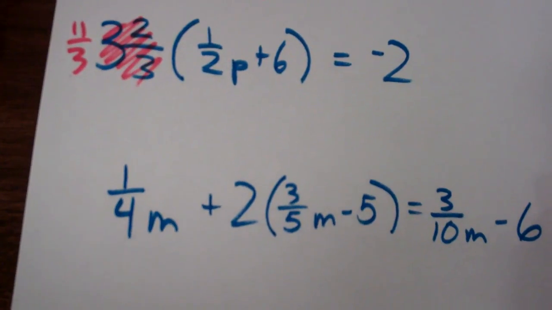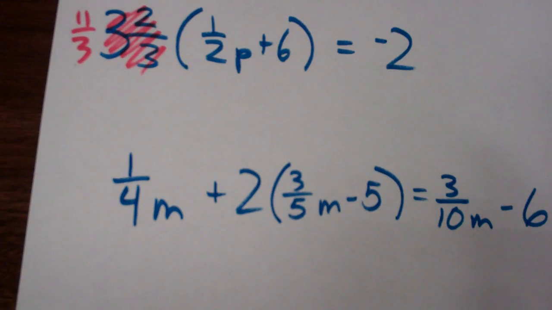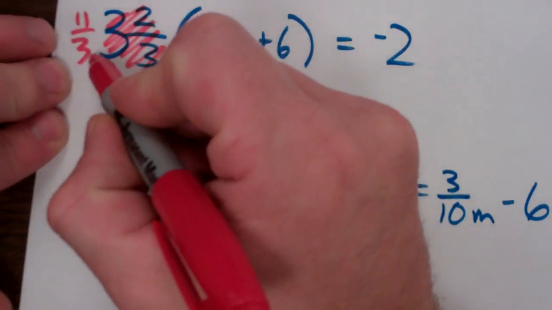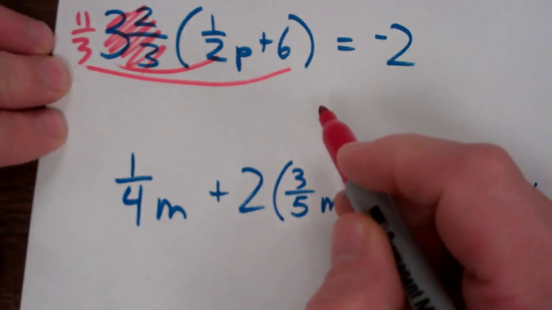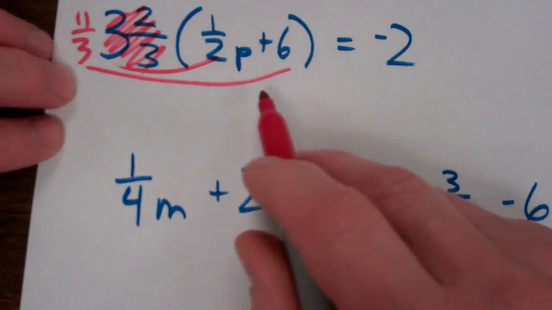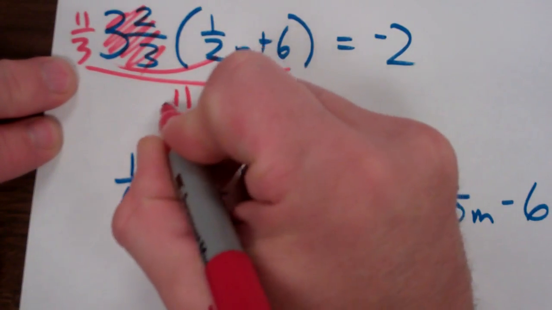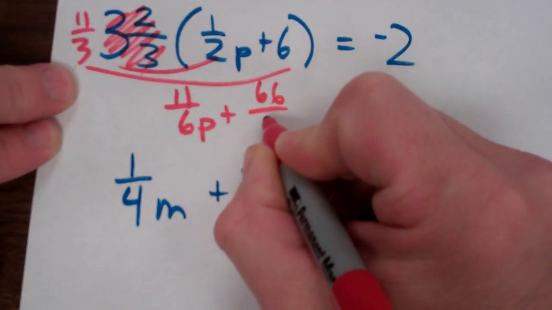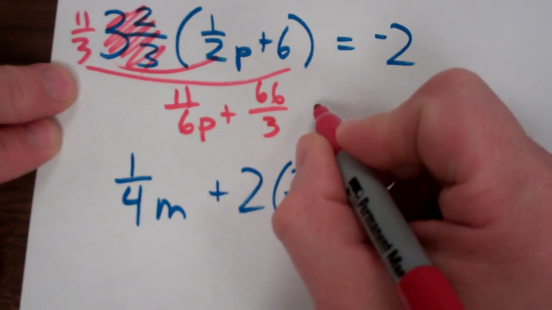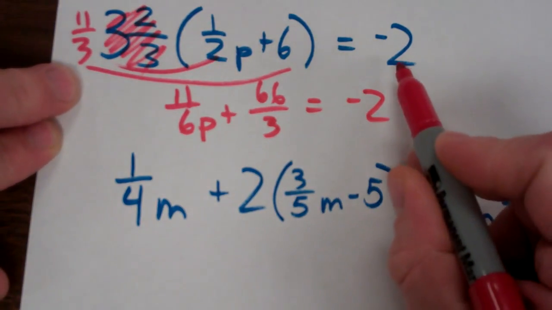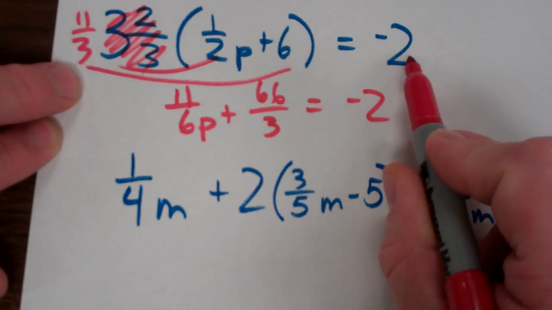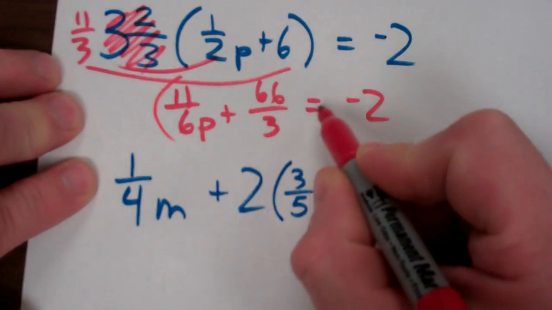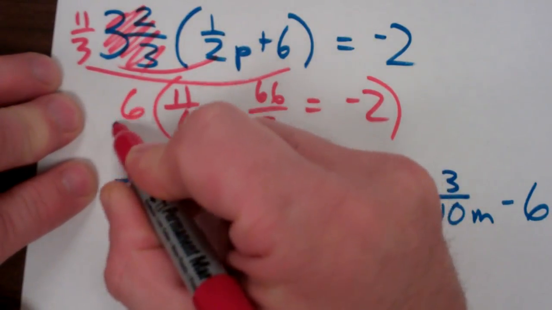What I found for this class anyway this year is most of you wanted to distribute first, and that's fine. So let me go ahead and do that. I'll distribute to bust these out of jail, and then I'll clear the fraction. So that would be 11/6 p plus 66/3 equals -2. Now notice I didn't multiply this because I'm not clearing the fraction. I was just distributing to bust those out of jail. So now I'm going to multiply by 6 to clear the fraction.